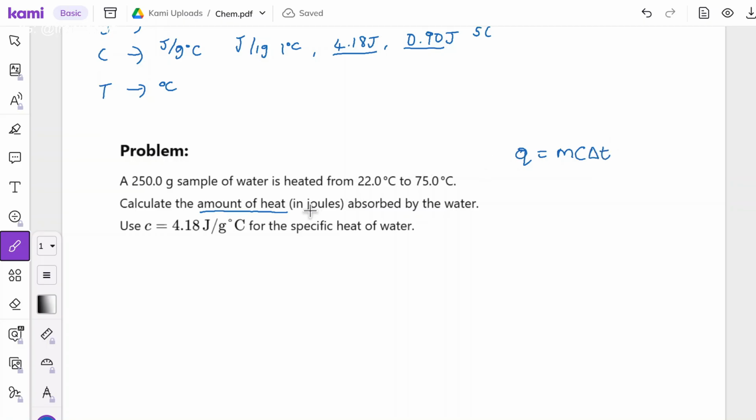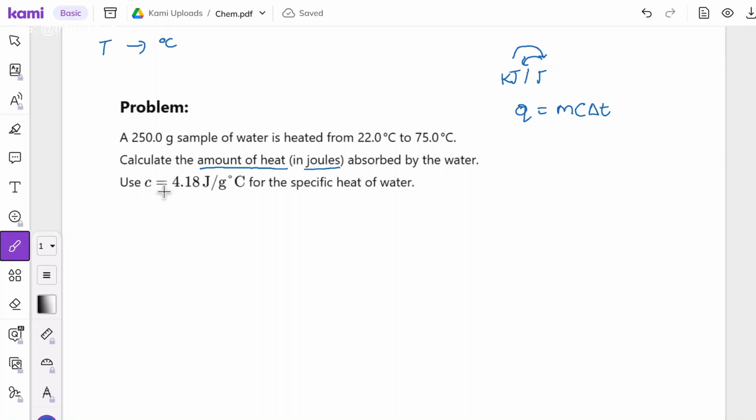And it also says joules. There are 2 different units that you're going to use in this class for heat. It's usually kilojoules or joules, and this time it's asking for joules. And the conversion between these units is joules is divided by 1,000 to get kilojoules, and kilojoules is multiplied by 1,000 to get joules.